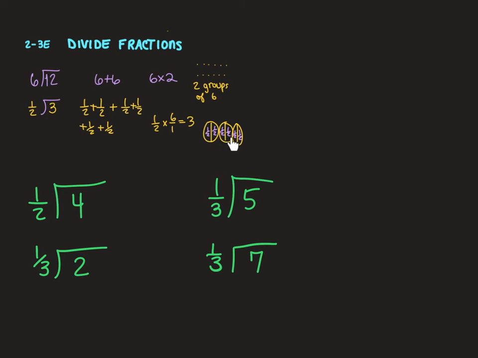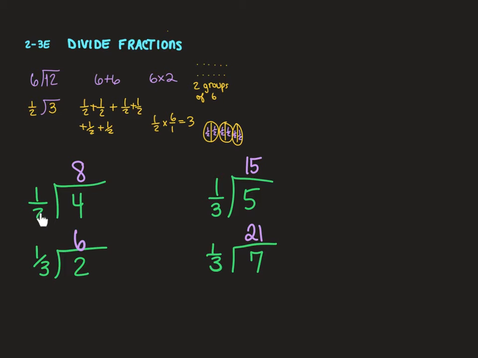I kind of like this picture idea the best. That's what's sticking with me. If I had 4 circles and I cut them each in half, how many halves would there be? Well, there would be 8. If I had 2 circles and I cut them each into a third, how many pieces would I have? 6. If I had 5 circles and I cut each circle into thirds, how many pieces would I have? 15. If I had 7 circles, they were each cut into thirds, how many pieces would I have? 21.